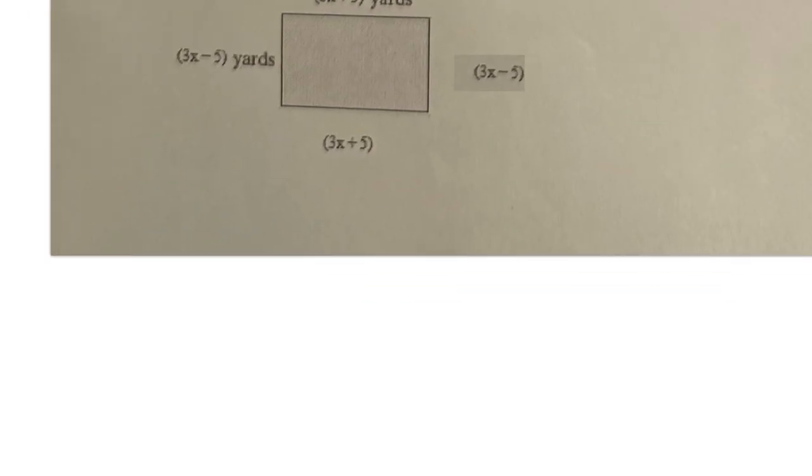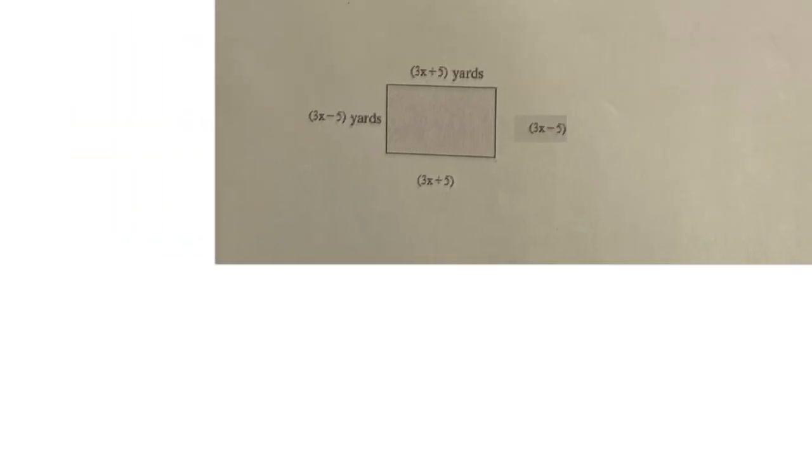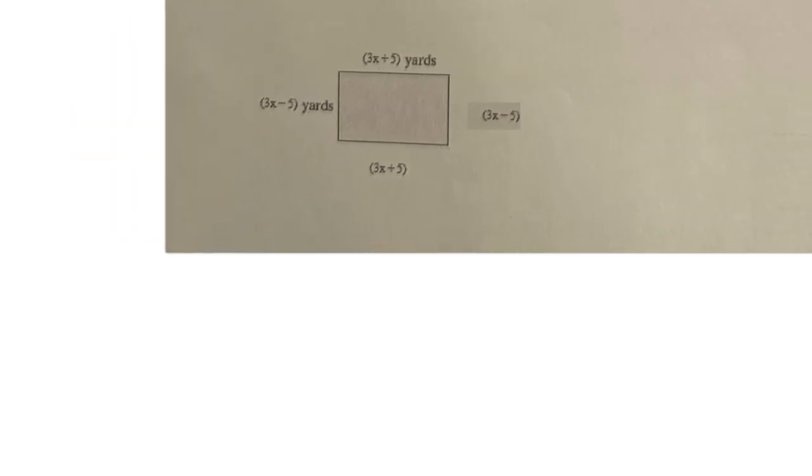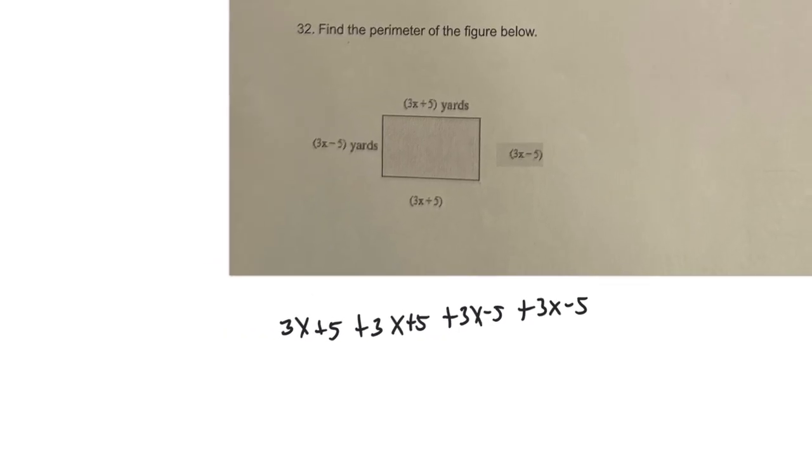Find the perimeter. Hopefully, my student watching understands, well, okay, if that's 3x plus 5, that's 3x plus 5. If that's 3x minus 5, that's 3x minus 5. Now, perimeter is nothing more than adding the side lengths. So for my student watching, I think she knows, yeah, you could just set up a long, clunky thing like this. And that's going to be the perimeter, okay?